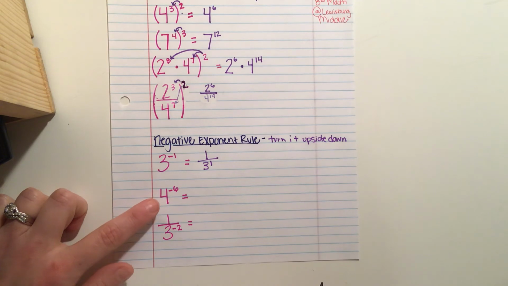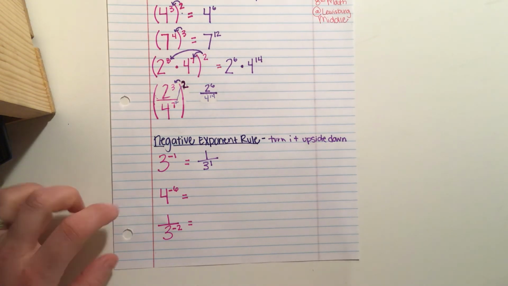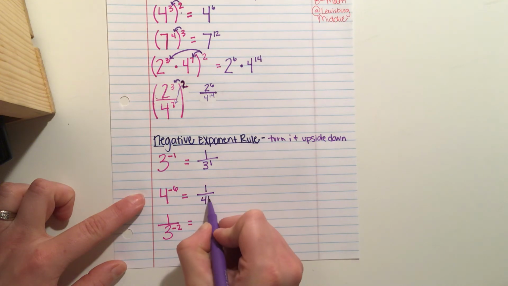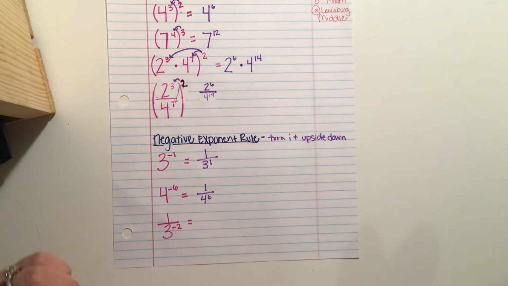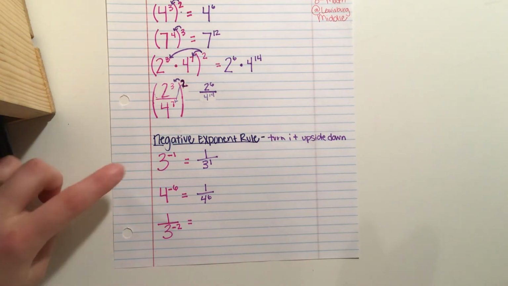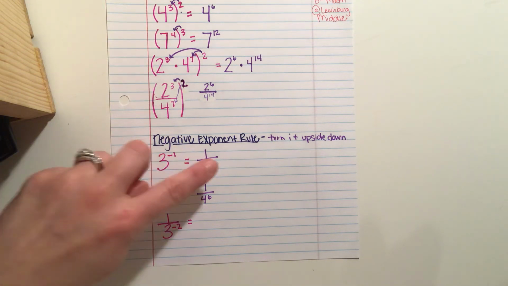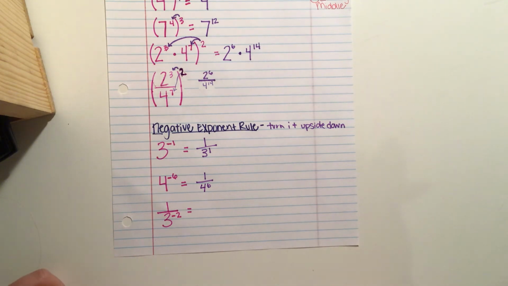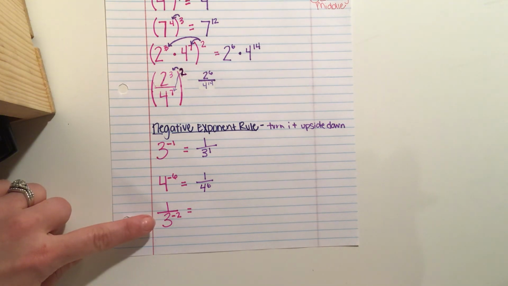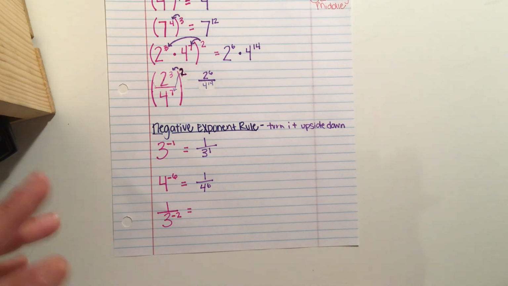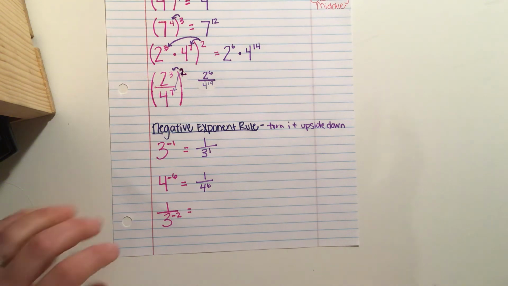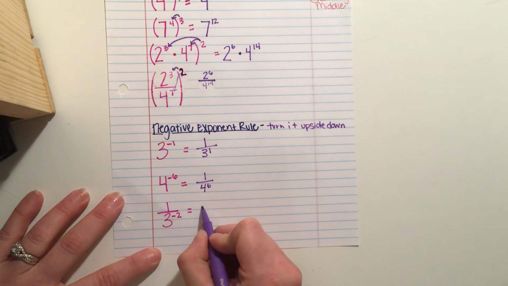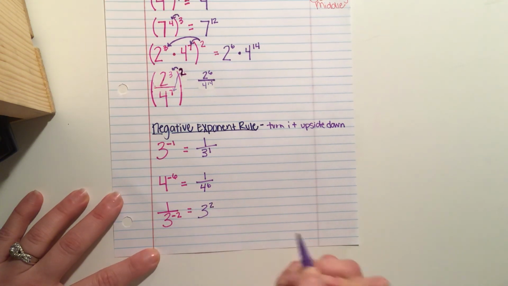Let's try this one. 4 to the negative 6. Take that negative away and turn it upside down. Put it down there. 1 over 4 to the 6th power. I'm taking it from like a whole, putting it into a fraction. Now, this is why I teach turn it upside down. I have a fraction here. I need to take this away, turn it upside down, put it as a whole. So because it's in a fraction, take that negative away, and my answer would be 3 to the 2nd.